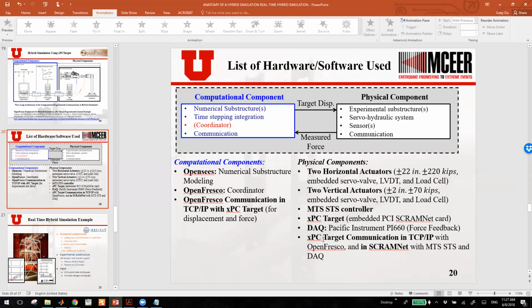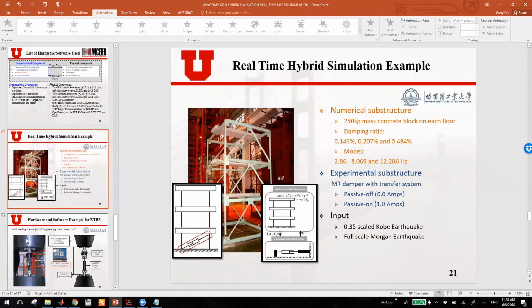And the xPC target communicates with OpenFresco through TCP/IP, and communicates with MTS for the displacement in ScramNet, and communicates with the data acquisition also in ScramNet, that is for force feedback. So this is the list of the software and hardware for the specific test. And the other example is for real-time hybrid simulation.